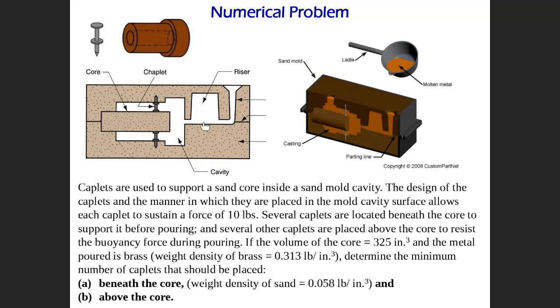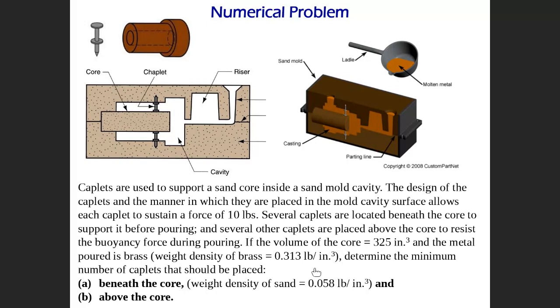The core volume given is 325 cubic inch, and the metal poured is brass. The liquid we will put here is brass. Weight density of the brass is 0.313. He gives me weight density, which means rho G, equal to 0.313. Determine the minimum number of chaplets that should be placed below and above the core. Weight density of the sand is given also.